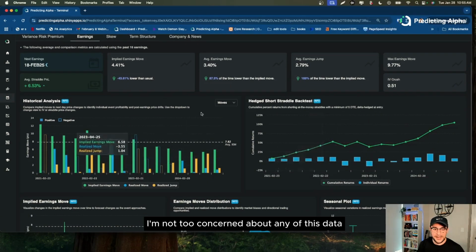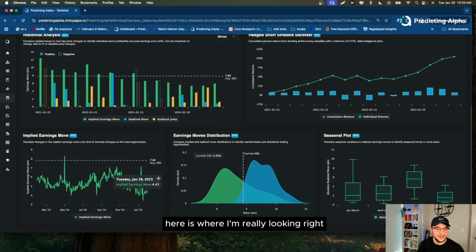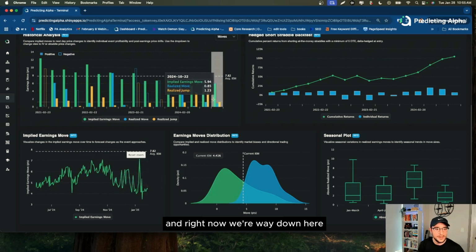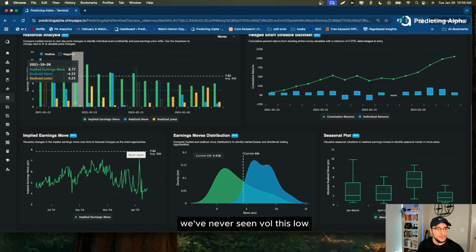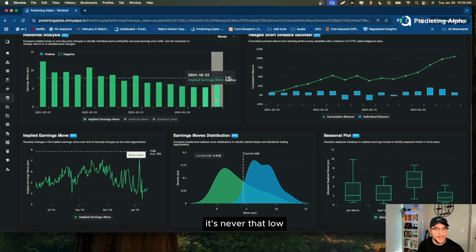I'm not too concerned about any of this data because these are all based on around the earnings events trades. Here is where I'm really looking, right? We expect that we should get up to these typical levels around earnings as the event gets closer. And right now we're way down here. We've never seen vol this low going into any earnings event, right? If we take a look at all the historic moves, it's never that low.